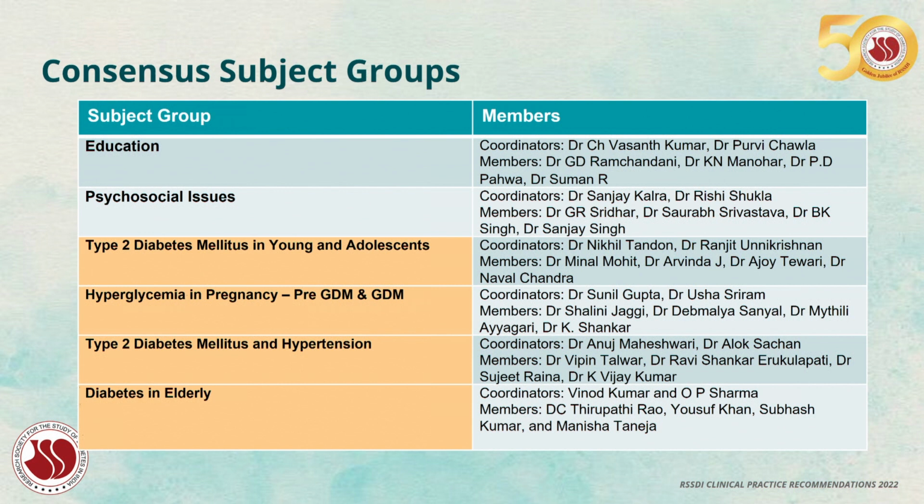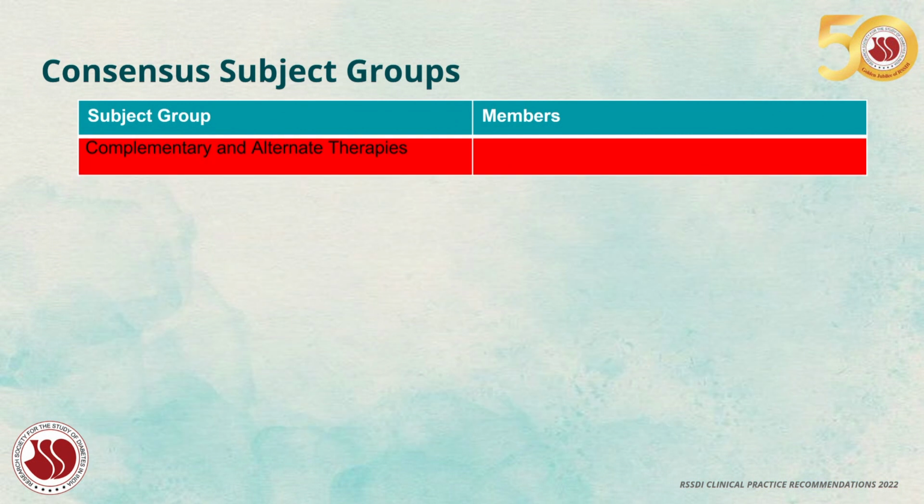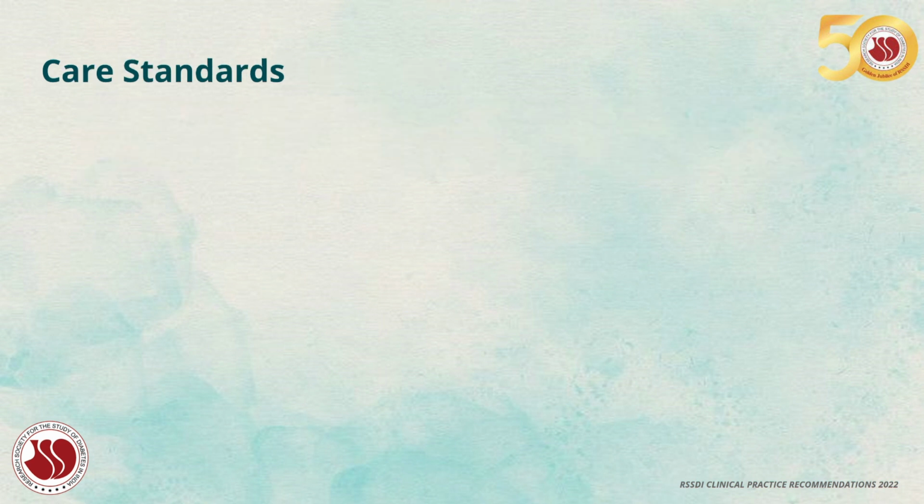That means it included monitoring of lipids, obesity, everything that matters in diabetes. And there were new sections on type 2 diabetes in young and adolescents, hyperglycemia in pregnancy, type 2 diabetes in hypertension, and diabetes in elderly. One of the sections that was deleted was complementary and alternate therapies, because we are doing evidence-based medicine. This is an area where we don't have expertise, so best we don't deal with this section.